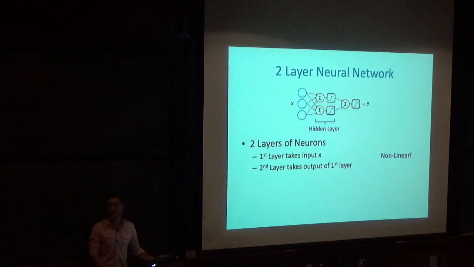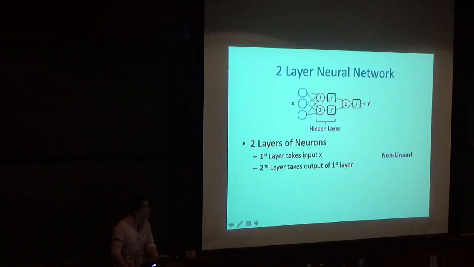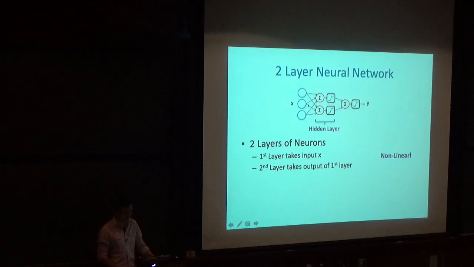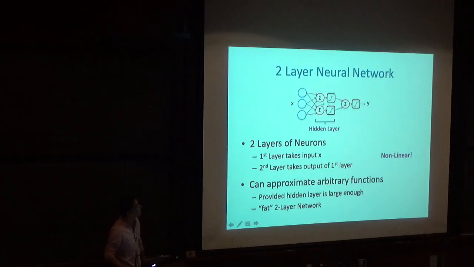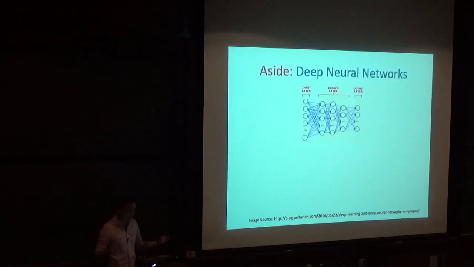One of the interesting things about this function class is that it is nonlinear. Because of the nonlinear transformation in this black box in the hidden layer, the final output of this function is a nonlinear function of the inputs. And in fact, if we have enough neurons in this hidden layer, we can approximate arbitrary functions. Okay, so a deep neural net is simply an artificial neural network with many hidden layers. That's all.